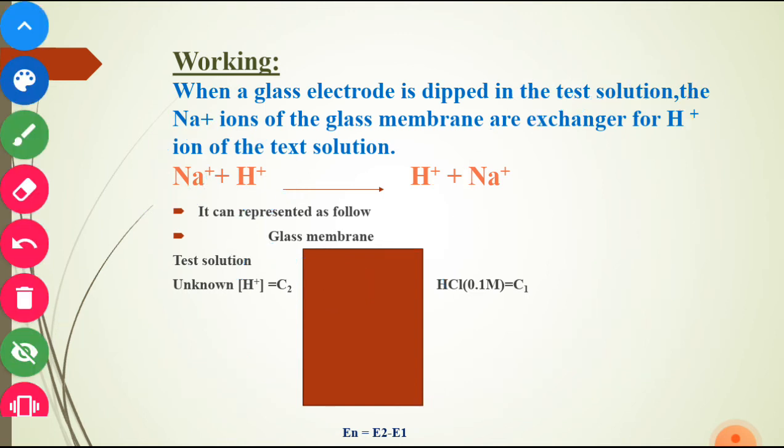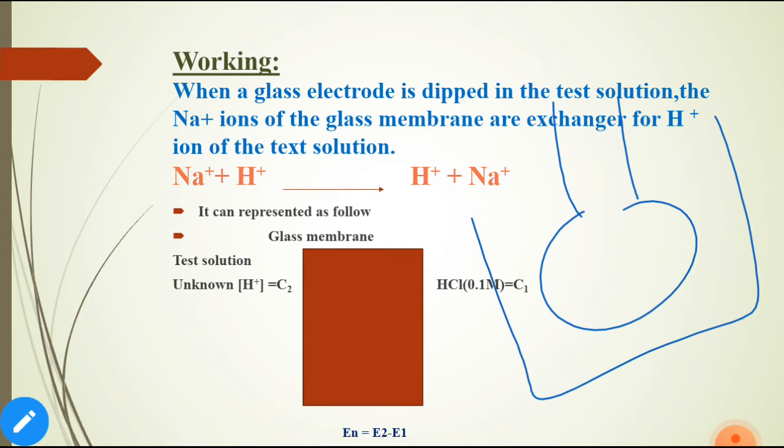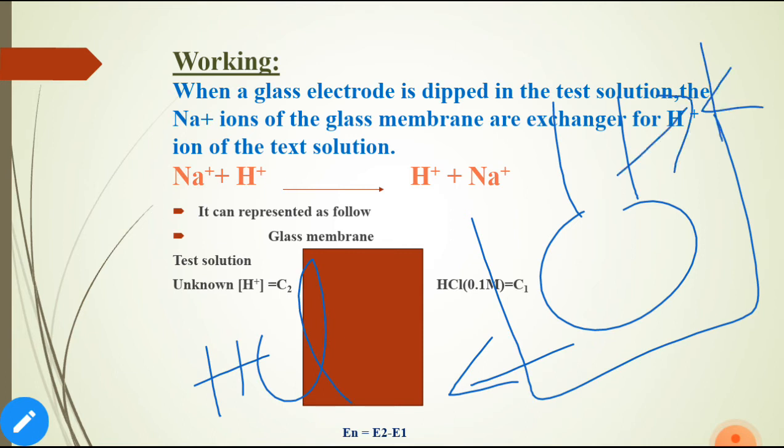After that, how do we represent it? Here the glass membrane contains the HCl, which is of unknown concentration. Here we all know the known concentration of the HCl, it is 0.1 molar HCl, and the test solution is of unknown concentration.